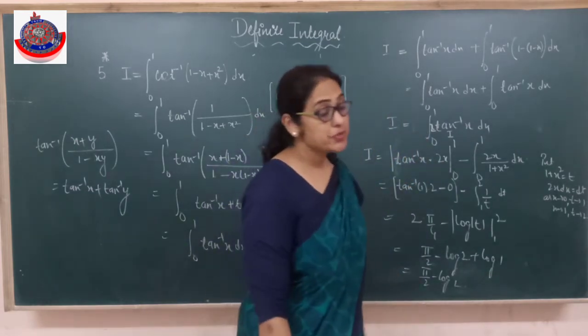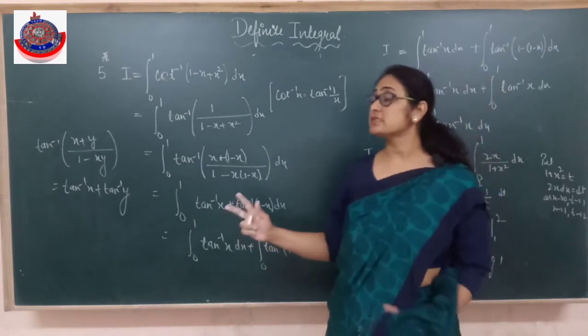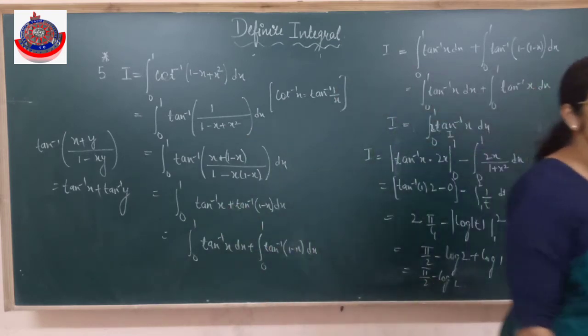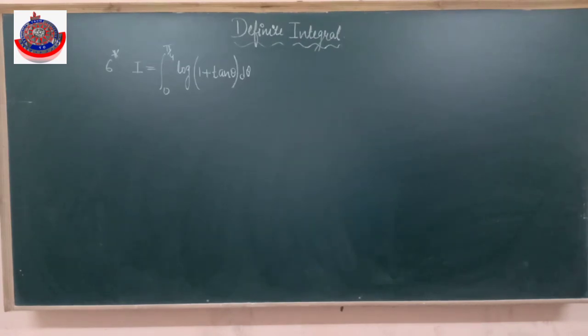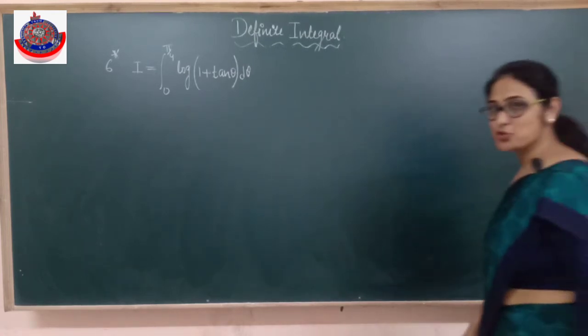So you need to really think, children. You have to practice lots of questions. Then only you will be able to find out which property is to be applied where. Now look at the next question. Again, see a few different kinds of questions. Alright, this is where you need to practice.